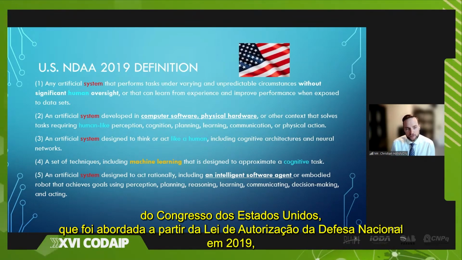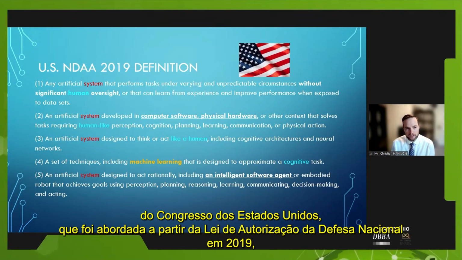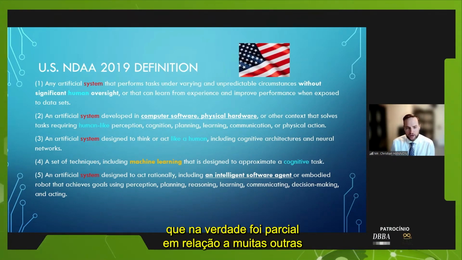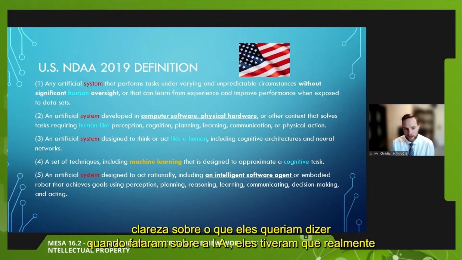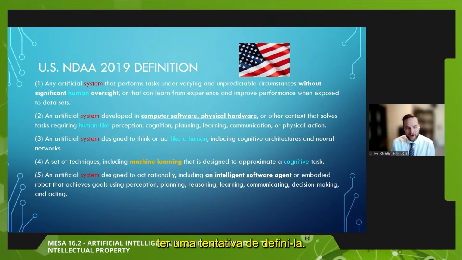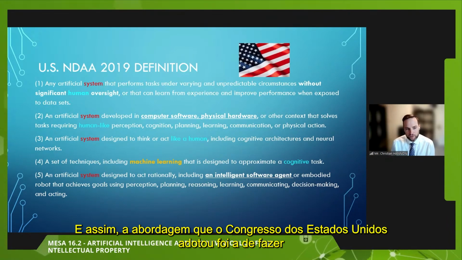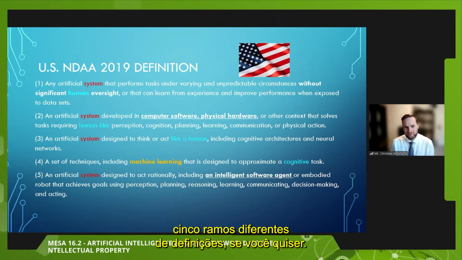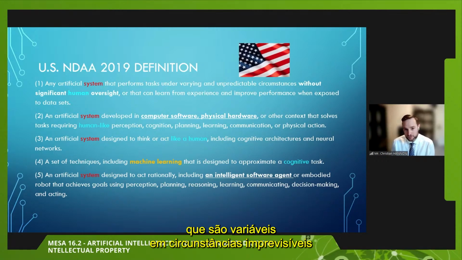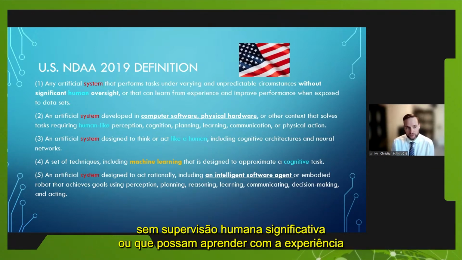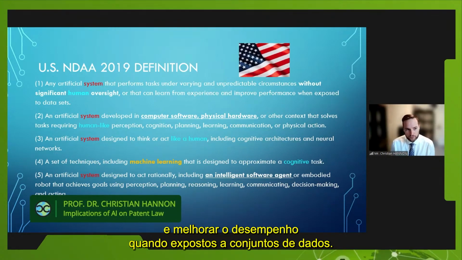The second definition here is a different approach. So this is the US Congress's approach back from the National Defense Authorization Act in 2019, which actually was partial to many other AI initiatives that the US was engaged in in that legislation, but particularly in order to have any clarity about what they meant when they talked about AI, they had to actually have an attempt at defining it. And so the approach that the United States Congress took was to make 5 different branches of definitions, if you will. So you can see the first one is any artificial system performing tasks under varying and unpredictable circumstances without significant human oversight, or that can learn from experience and improve performance when exposed to data sets.